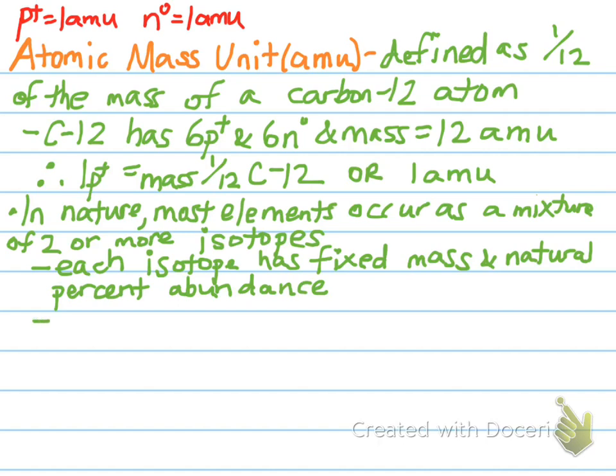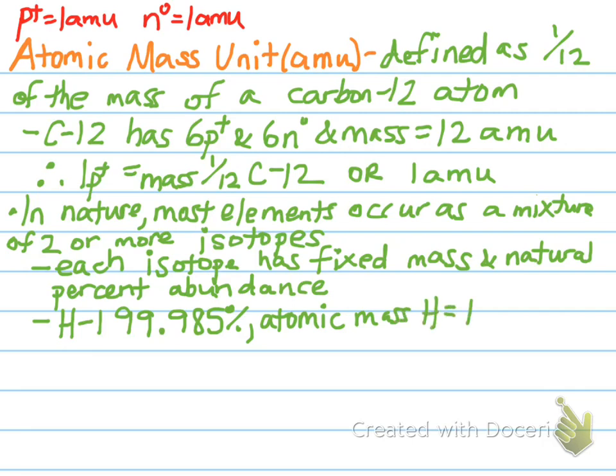So, for example, looking at hydrogen, hydrogen 1 is 99.985% of the hydrogen that exists in nature. So you'll notice that the atomic mass on the periodic table for hydrogen is equal to 1.0079 AMUs. So all those numbers on your periodic table, the units for them would be atomic mass units.